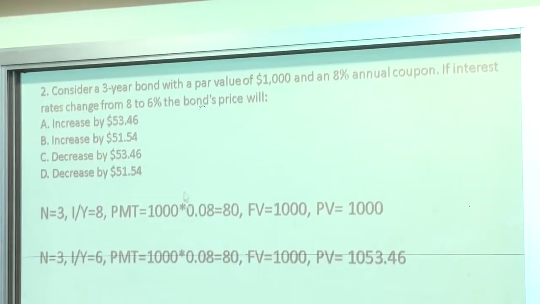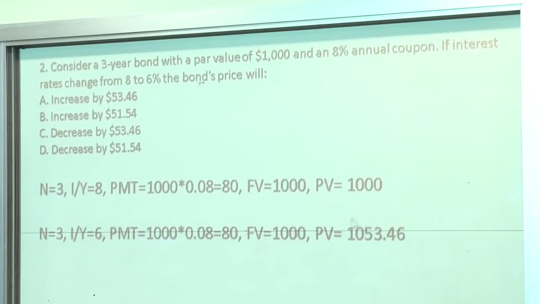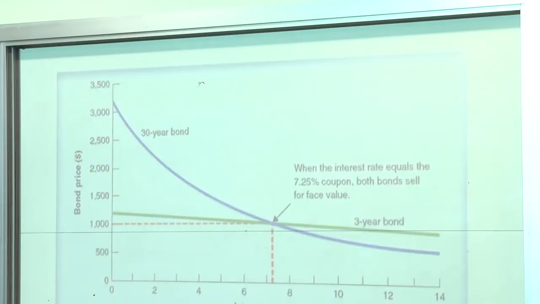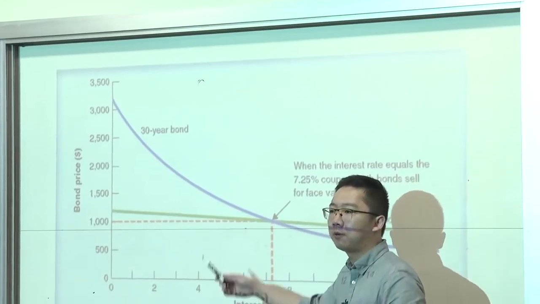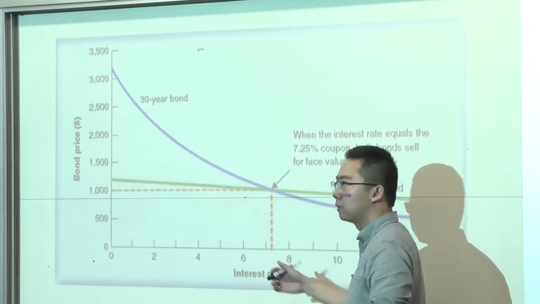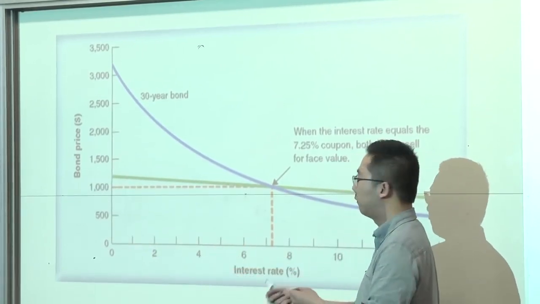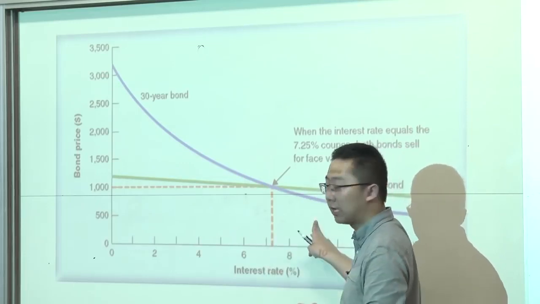Okay. So the only change is the interest rate. If the interest goes down, we can see the bond price goes up. Remember we have this graph. This is a relationship between interest rate and bond price. Bond price goes down when interest rate goes up because they are fixed income. The future cash flows are fixed, but if you have a higher discount rate, the present value should go down.